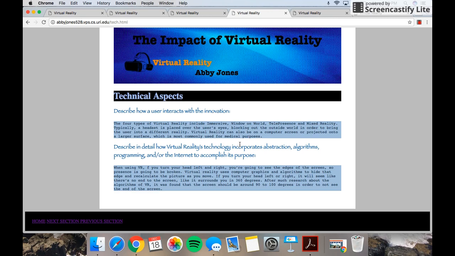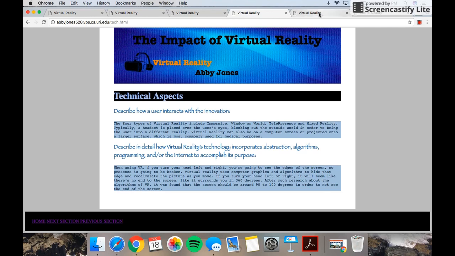And after much research that has been done about algorithms in regards to virtual reality, it was found that the screen should be about 90 to 100 degrees in order to not see the end of the screen and in order to not break your presence from being in another reality.